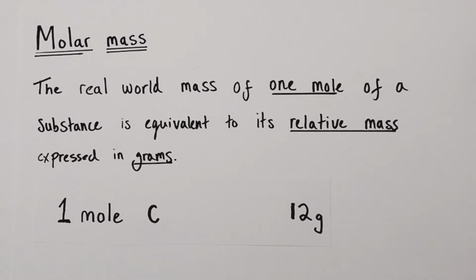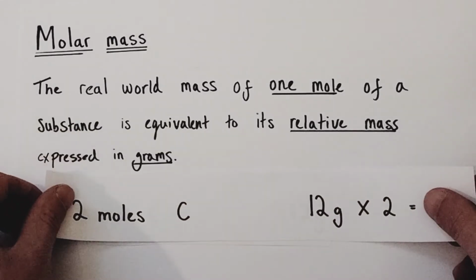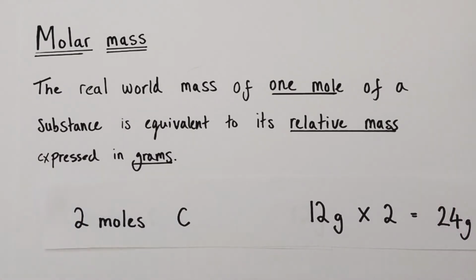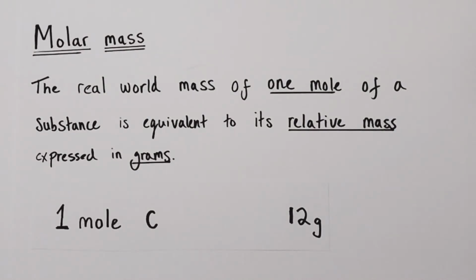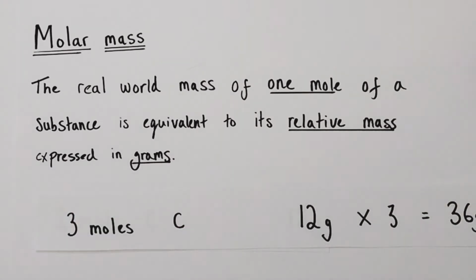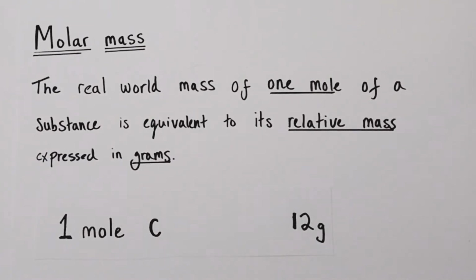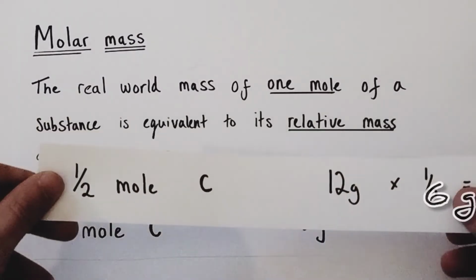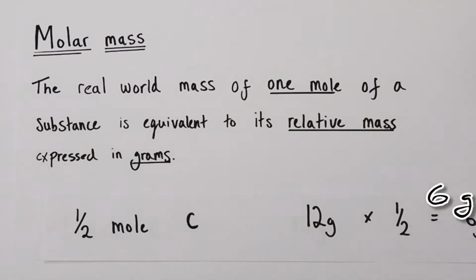Have you got it? Absolutely right. It'd be 2 times 12 grams. In other words, it'd be 24 grams, 2 times the mass of 1 mole of carbon. What about 3 moles of carbon? How much mass would that have? Well, it stands to reason it would be 3 times the mass of 1 mole. In other words, 3 times 12 grams, 36 grams. How about half a mole of carbon? Well, if you multiply 12 by a half, or divide by 2, you would get 6 grams. The mass of half a mole of carbon, if carbon's molar mass is 12 grams per mole.